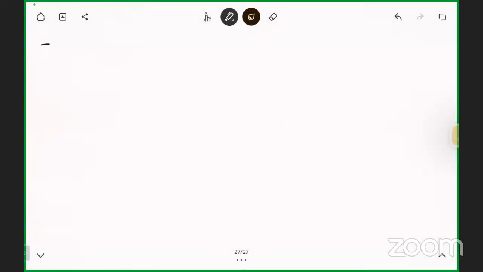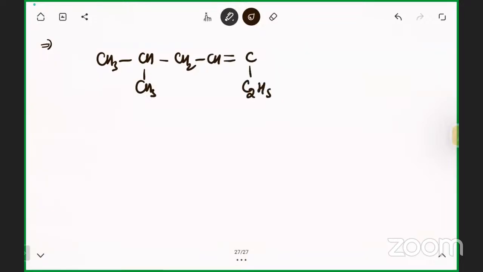Let's have a new thing: CH3, CH3, CH2, CH, double bond C, C2H5, then CH2, CH, then Br, then CH3, C. Now tell me what to do. From the left side or from the right side?